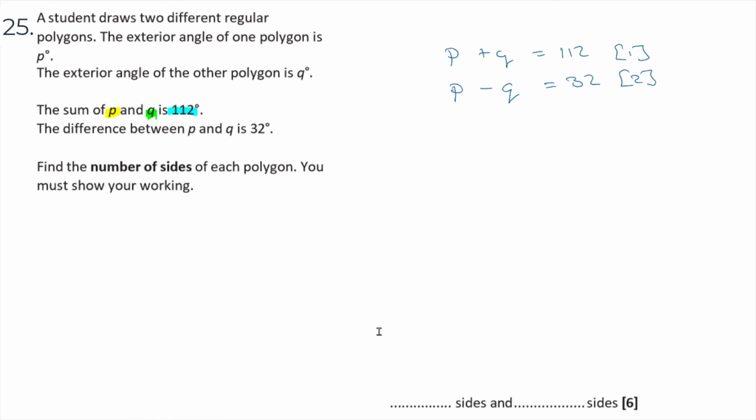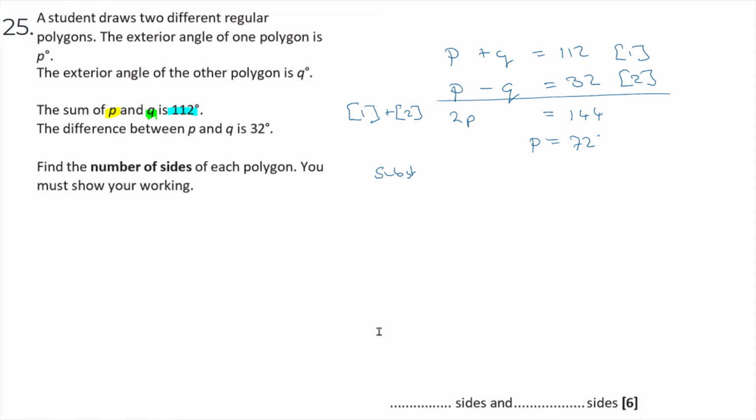Now, to eliminate one of my variables to solve this pair of simultaneous equations, I'm just going to add these two equations together. So equation 1 plus equation 2, what's that going to give me? P plus P is 2P, Q plus negative Q, they cancel each other out, and 112 plus 32 is 144, isn't it? Okay, so if 2P is 144, then P is half of that, 72 degrees. Once I know P, I can just sub it into one of my original equations.